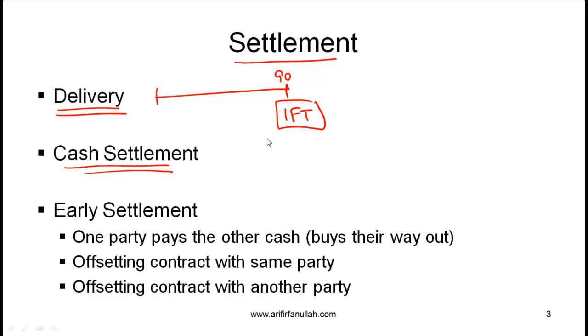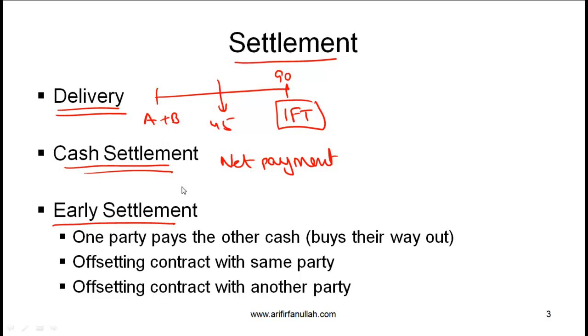So I'll show you examples later of cash settlement, but here we basically make a net payment and the contract is settled. And finally, some contracts can be settled early. What exactly does this mean? So let's go back to our simple example. Initially, A and B signed this 90-day contract, which was supposed to be settled after 90 days. But let's say at day 45, party A wants to get out. So party A says that, okay, I no longer want this share.